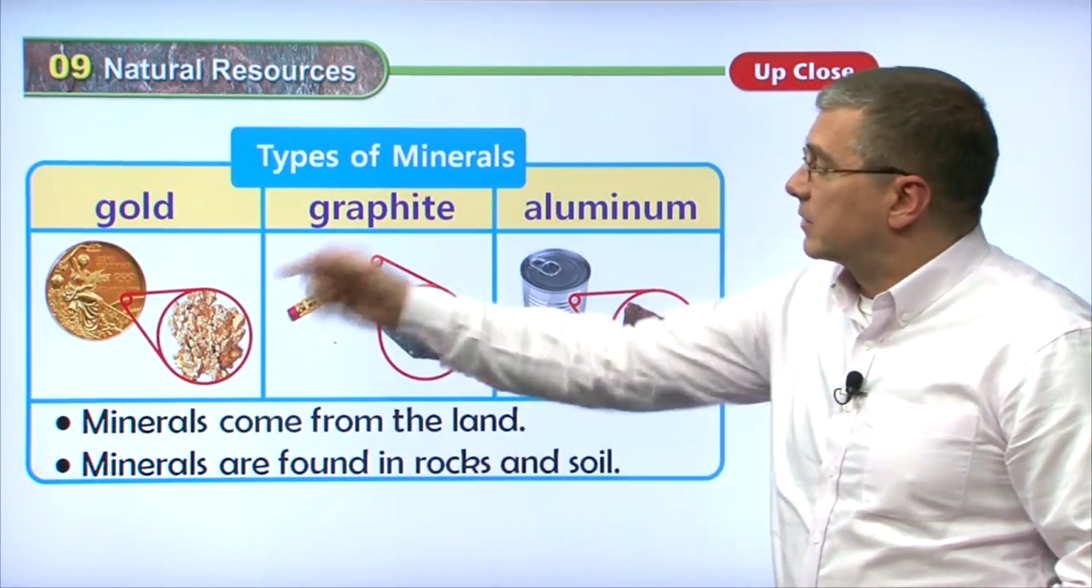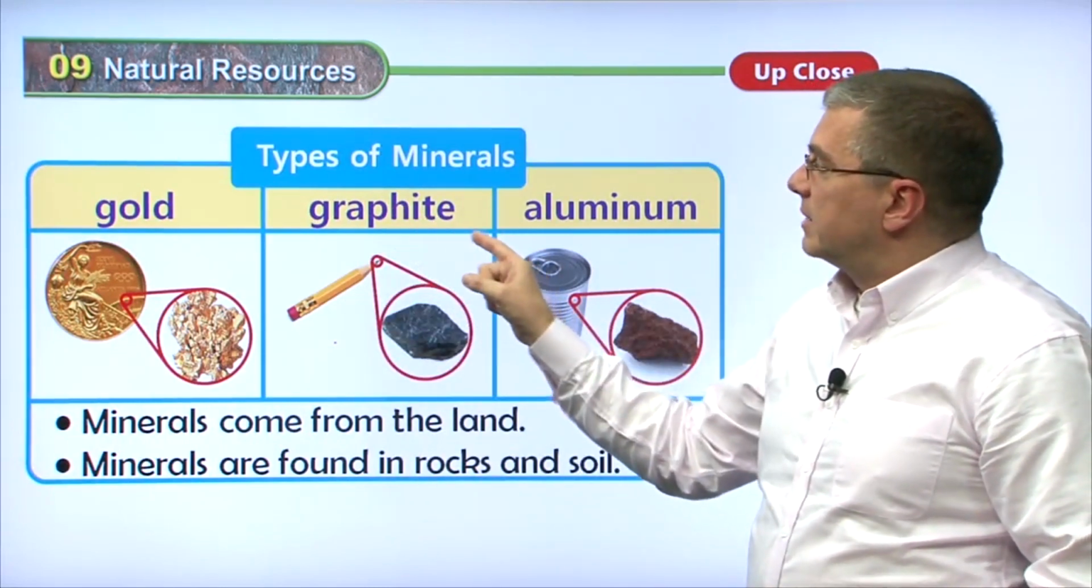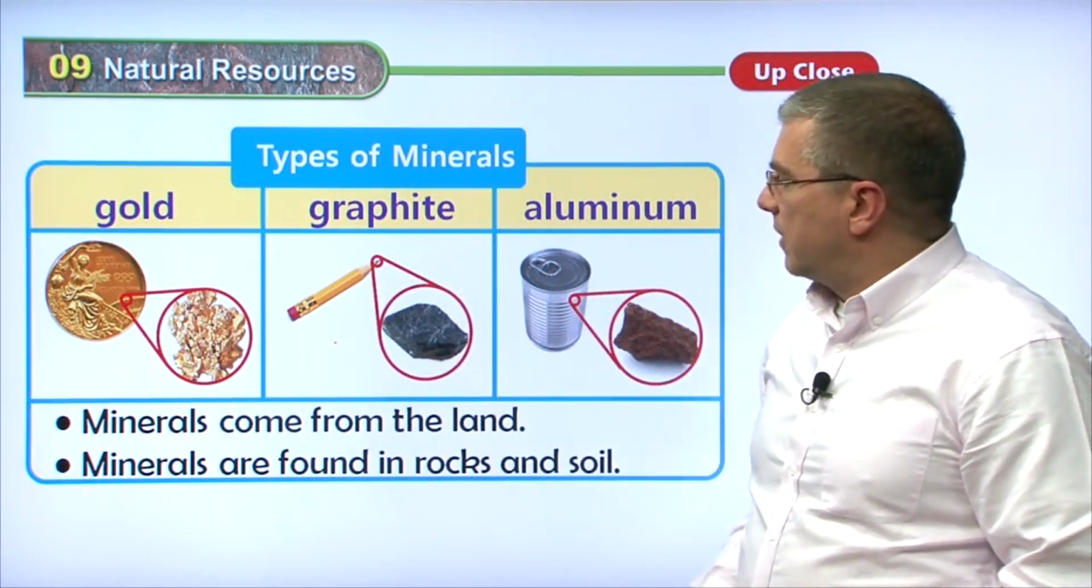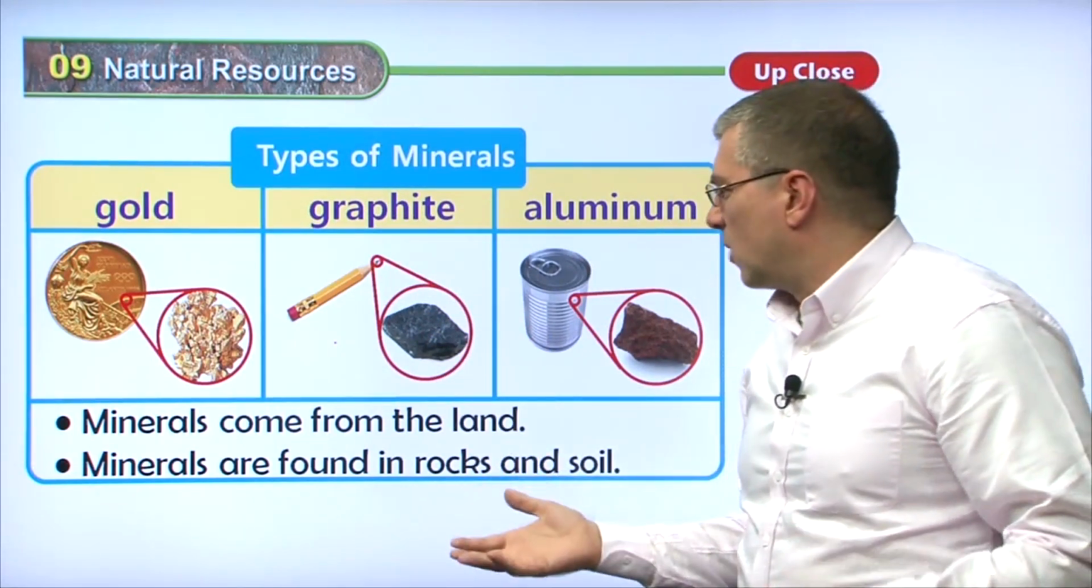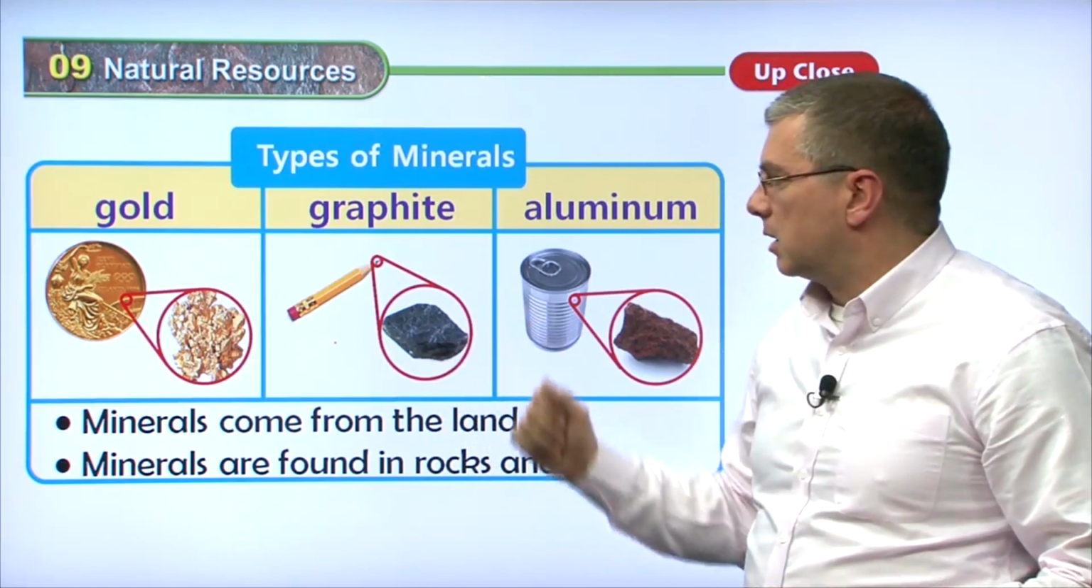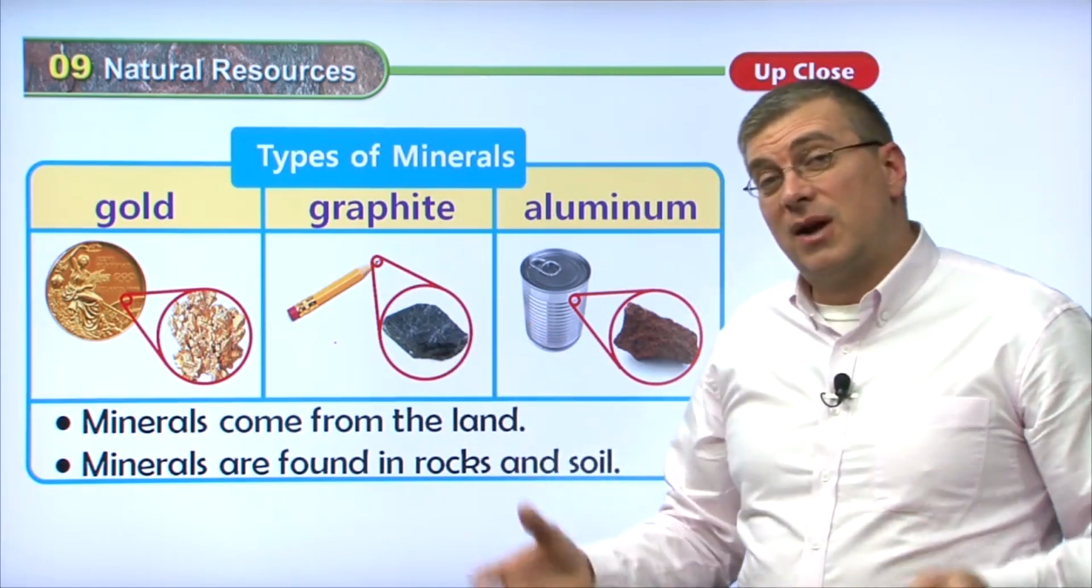Okay, so that's gold. We also have graphite. What is graphite used for? As you can see, graphite is kind of a dull, gray, almost black color, but graphite is very, very popular.